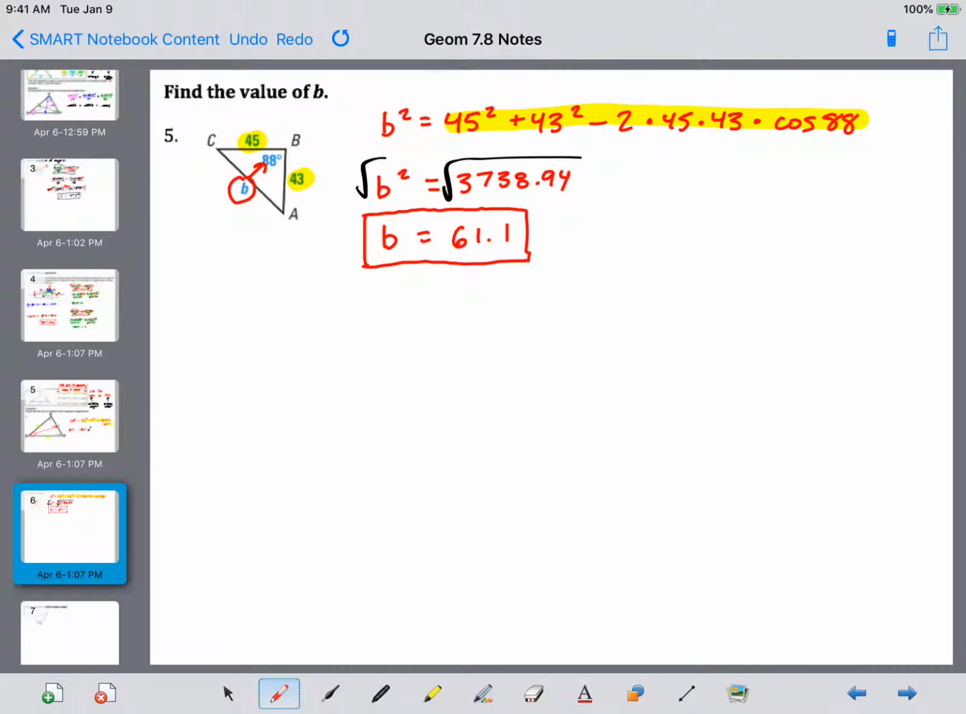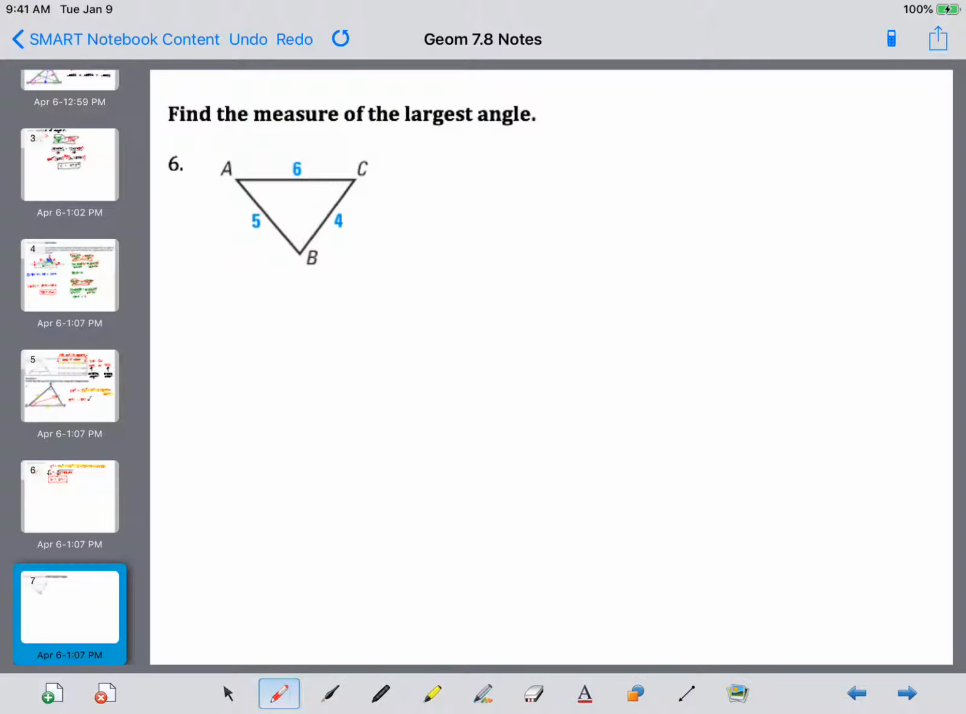All right. We have one more example to take care of. So the last example, I think, out of all the ones we've done is probably the trickiest. So we're going to end with a bang here. This is what you have to do if you're asked to find a missing angle and you have a side, side, side. All right. So step 1, we're going to find the largest angle.